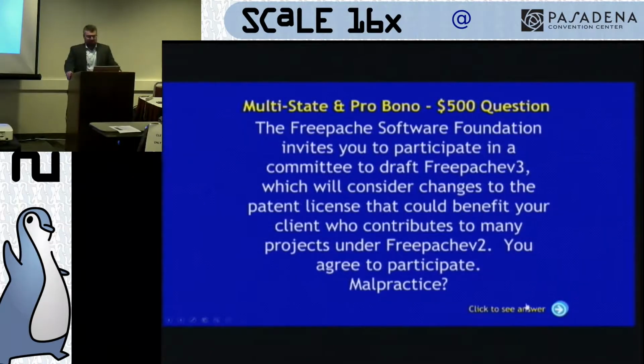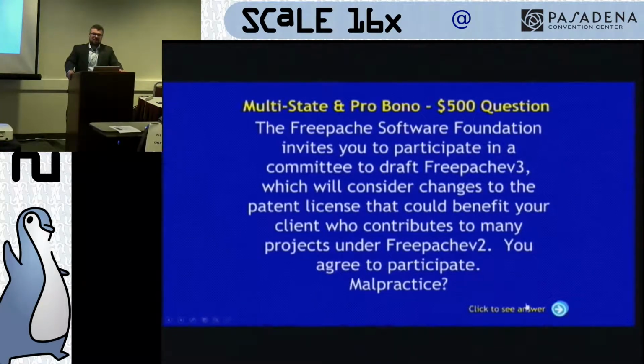Okay. The Free Patchy Software Foundation invites you to participate in a committee to draft Free Patchy v3, which will consider changes to the patent license that could benefit your client who contributes many projects under the Free Patchy v2. Free Patchy v3 and Free Patchy v2 are licenses. You agree to participate. Is this malpractice?